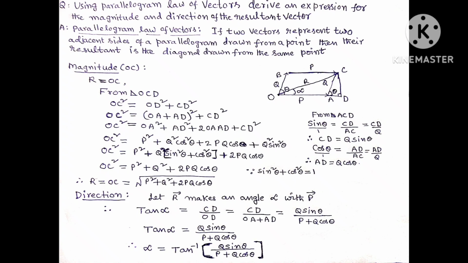Therefore, OC square is equal to P square plus Q square plus 2PQ cos theta, since sin square theta plus cos square theta is equal to 1. Therefore, magnitude of resultant vector R equal to OC equal to square root of P square plus Q square plus 2PQ cos theta.